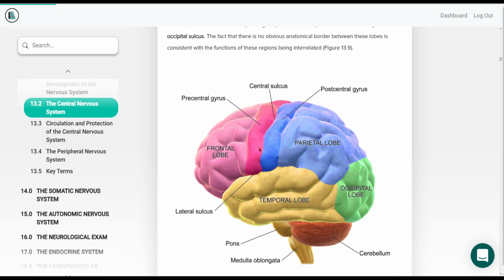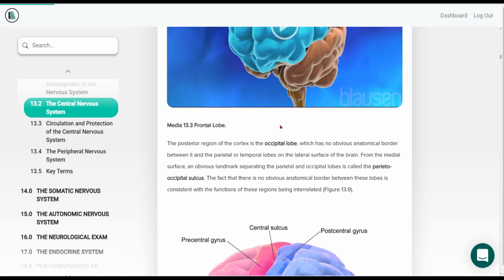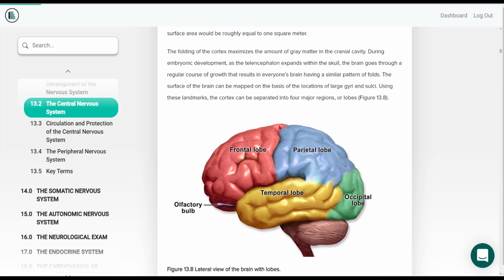And there is another sulcus referred to as the central sulcus. The central sulcus is significant in that it is the divider between the frontal lobe and the parietal lobe. Central sulcus. So let's go back up to the previous image and find the central sulcus, and it would be this one right here. Okay, so it's not labeled, but this would be the central sulcus.